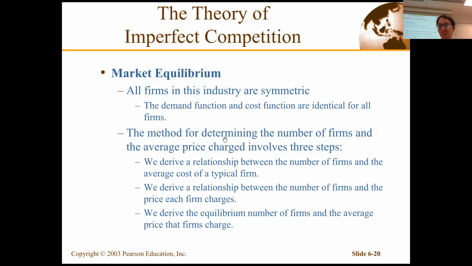The method for determining the number of firms and the average price involves three steps. One, we determine the relationship between the number of firms and the average cost of a typical firm. More firms mean that each firm's average cost is higher, because fixed costs are divided over a smaller number of units sold. Two, we determine a relationship between the number of firms and the price each firm charges.